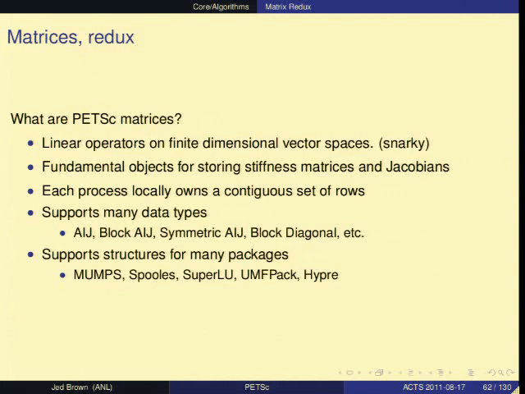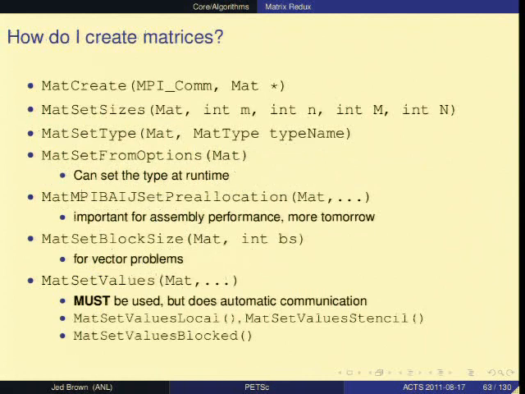So we have a number of different formats. Generally, you don't have to touch your code at all to change the formats. And we can use them with a bunch of external packages. So the usual kind of interface, we have creation, setting sizes, types, options so that we can control those pieces from the command line. There's pre-allocation, which ends up being important for performance, and this is maybe the messiest part of the whole business. But for a lot of problems, you can pre-allocate, or figure out how to pre-allocate easily.